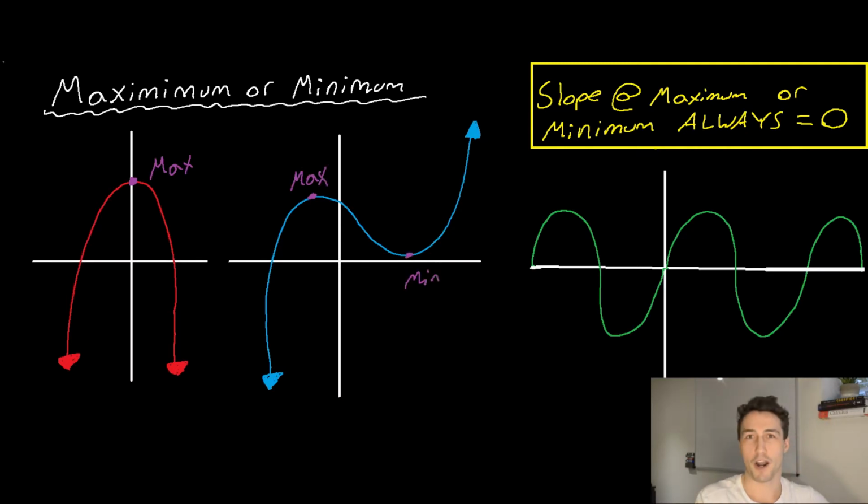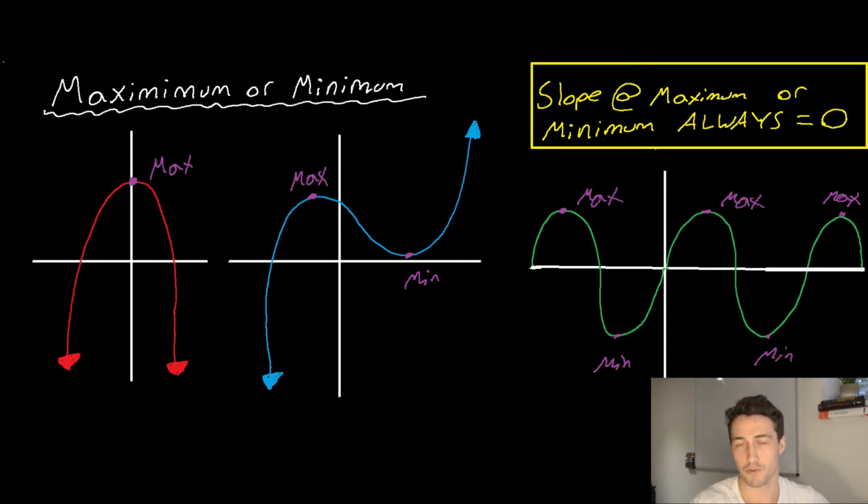And if we had a harmonic or periodic function, we'd have multiple maxes. They'd all be the same value. They would just occur at varying x values. And then below would be the minimums. So that is what a max and a min is.